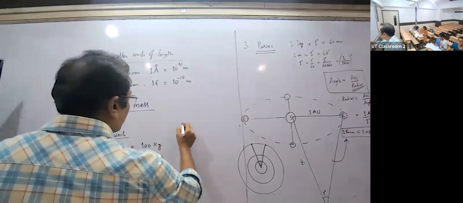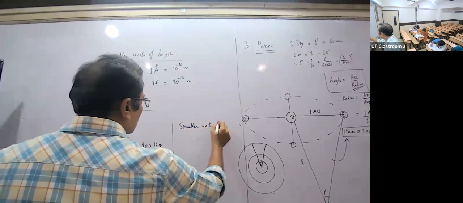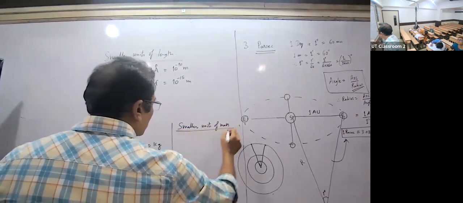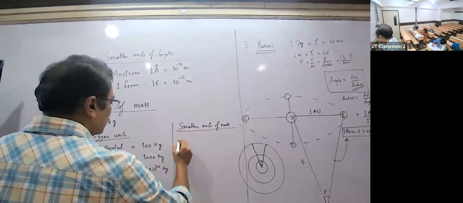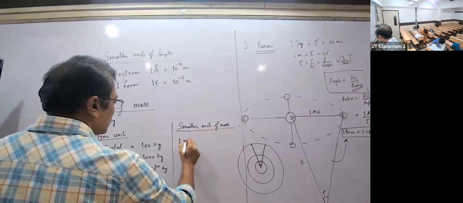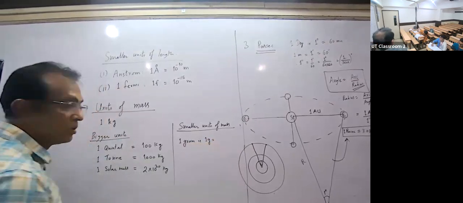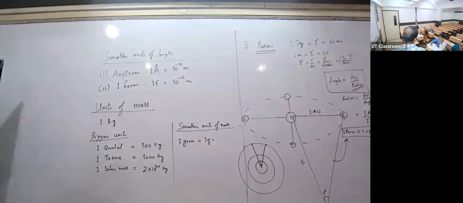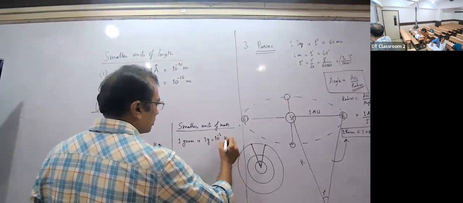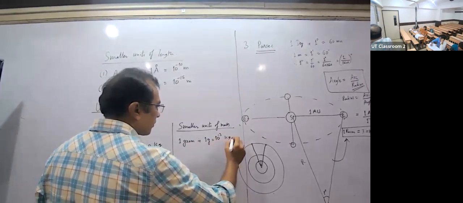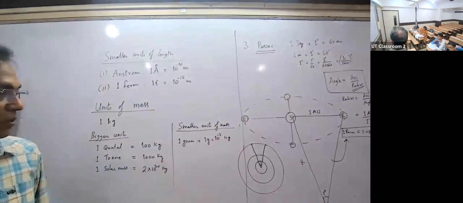And what are the smaller units of mass? So 1 gram is 1 g. How much is 1 gram? It is 1000th part of a kilogram. When you divide a kilogram into 1000 parts, one part is 1 gram.